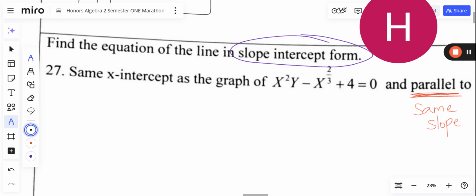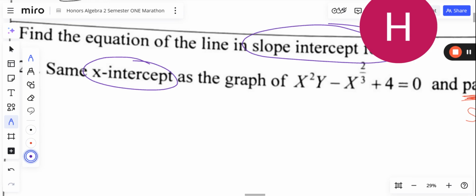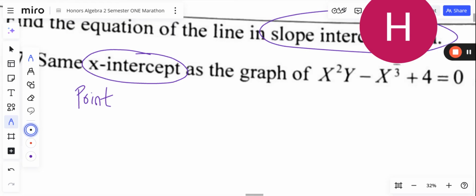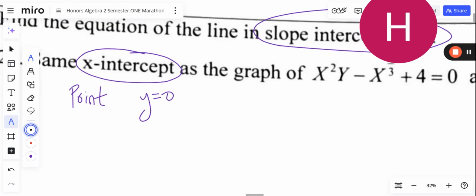Well, it gives us a point that says it has the same x-intercept. That's not quite the y-intercept that we need, but that's okay. It's still a point, and we can still use this point in the equation. How do we find the x-intercept? Of course, we have to set y equal to 0. Easiest thing in the world.